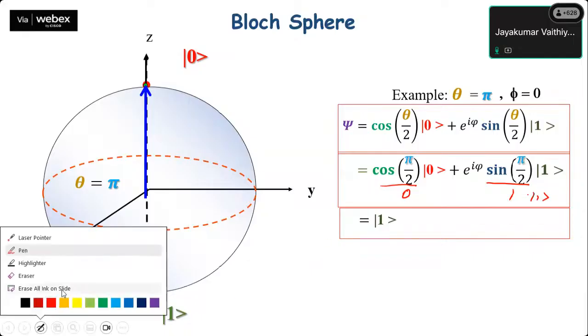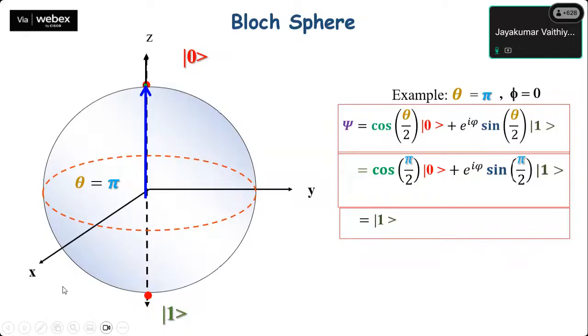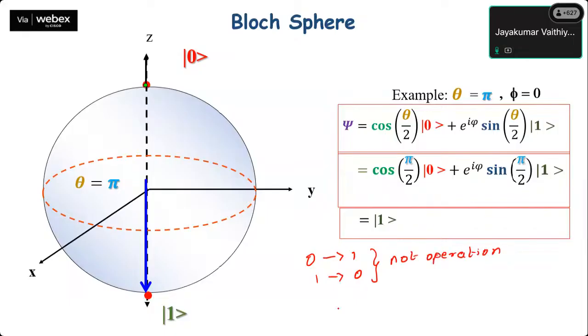So what it means is, if you apply d equal to pi, it will do a pi rotation over your x-axis. Imagine your quantum state vector is pointing to the north pole. If you apply d equal to pi, it will do a state flip. Classically, it will do a bit flip, 0 to 1, 1 to 0, which is nothing but the NOT operation. So this is equivalent to the NOT gate. People from ECE, EEE, you can understand the NOT operation.